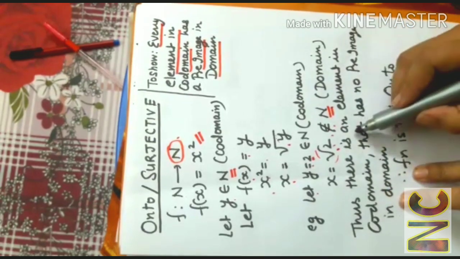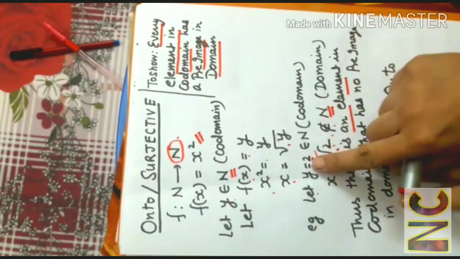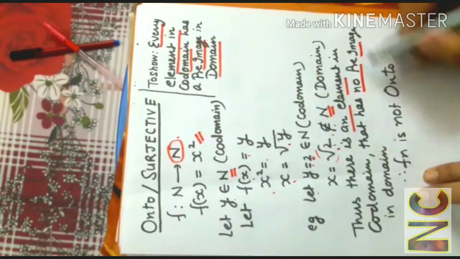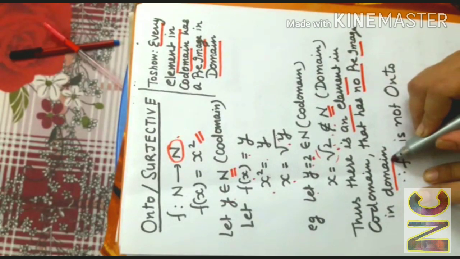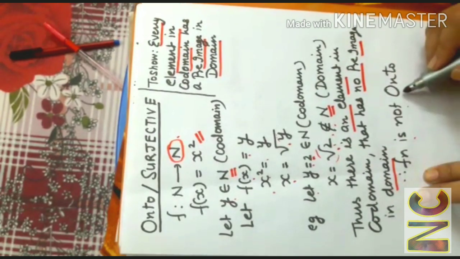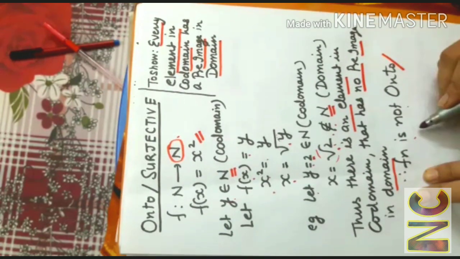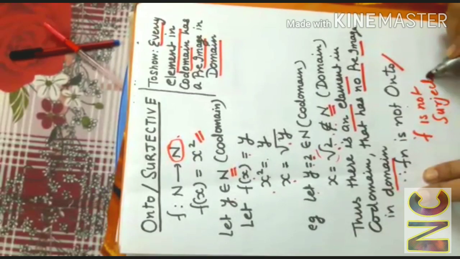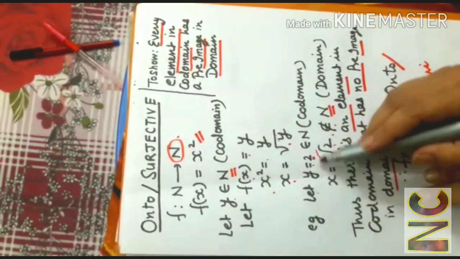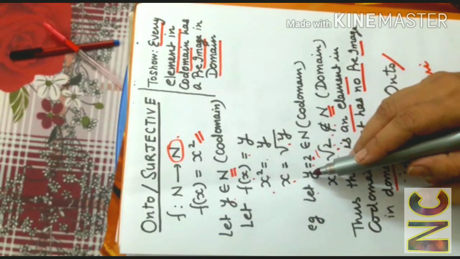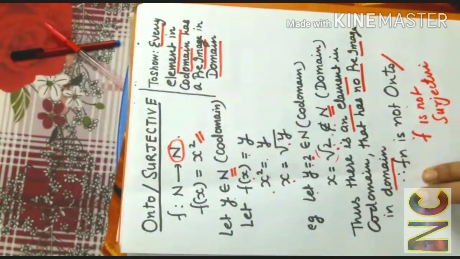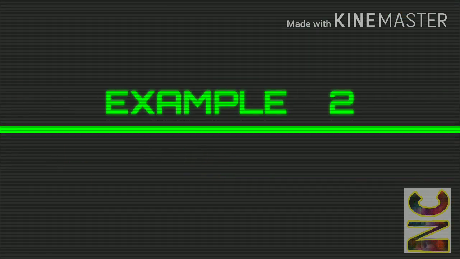So thus there is an element 2 in the codomain which has no pre-image in the domain. So function is not onto or function is not surjective, because we are able to find an element in the codomain which has no pre-image in the domain. So every element in the codomain does not have a pre-image, so function will not be surjective.